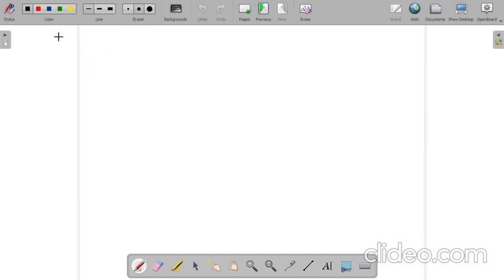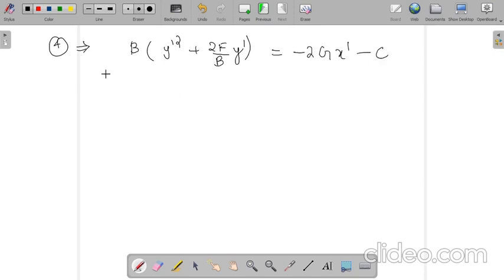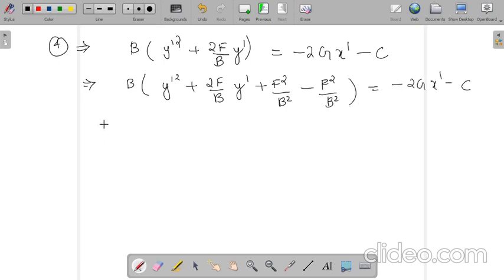Now from 4 let us complete the square. So you can write b y dash square plus 2f by b y dash, and take the remaining terms to the right: minus 2g x dash minus c. Now you need to complete the square, so y dash square plus 2f by b y dash plus f square by b square needs to be added, and subtracted. So that will be equal to minus 2g x dash minus c. So you will get b y dash plus f by b whole square equal to minus 2g x dash minus c plus f square by b.